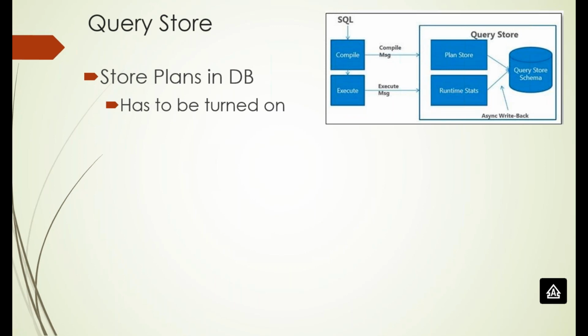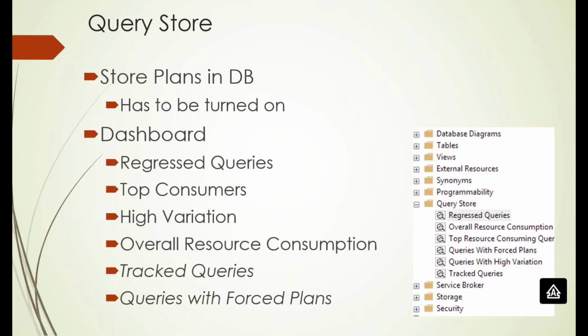What I want to show you now is a little more intermediate level, but it's really something you should start looking at if you have SQL Server 2016 or 2017. First one's called the Query Store. It stores plans in a DB and it has to be turned on. So all those execution plans, even though they're stored in the instance, you can actually have them stored within a database now. And what it's given you is additional dashboard reports. The first 4, regressed queries, top consumers, high variation, and overall resource consumption, are in 2016, and they added tracked queries and queries with forced plans in 2017.